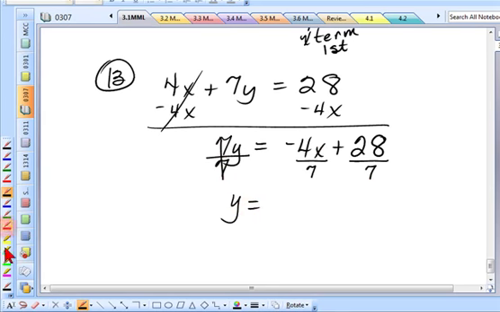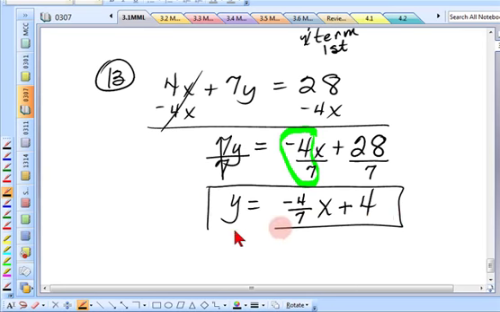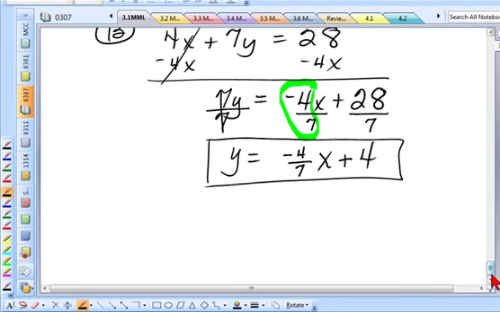The coefficient of x is that fraction. It is negative 4 over 7x plus, what's 28 divided by 7? 4. And by the way, never ever write a mixed number down. If something's improper, leave it improper. If it's a proper fraction, just make sure it's reduced. Here's your answer. That's the equation in the form y equals. And there is one more.